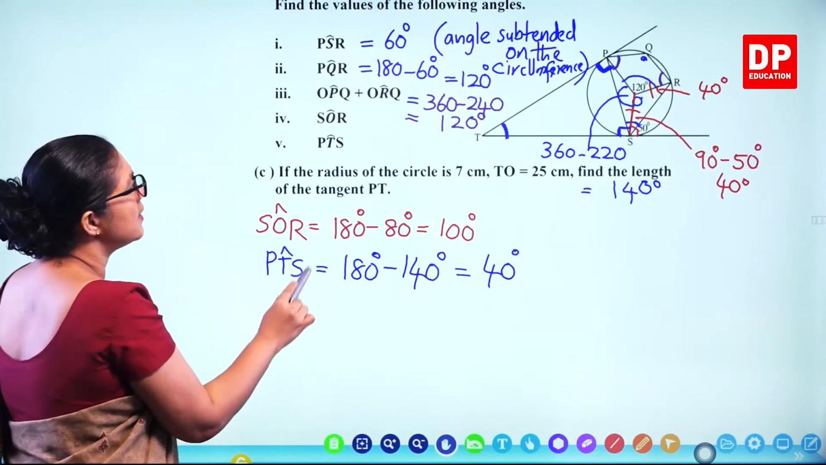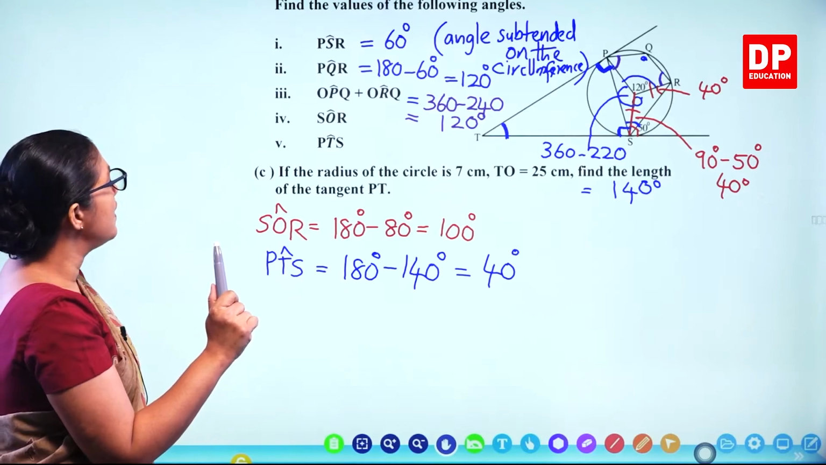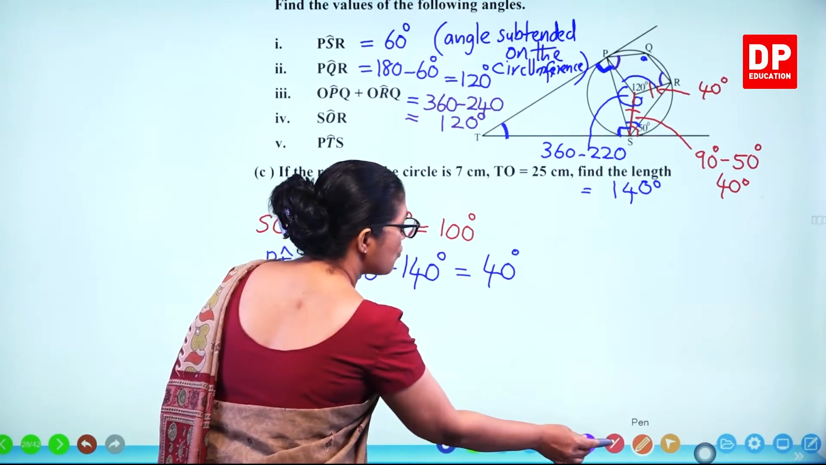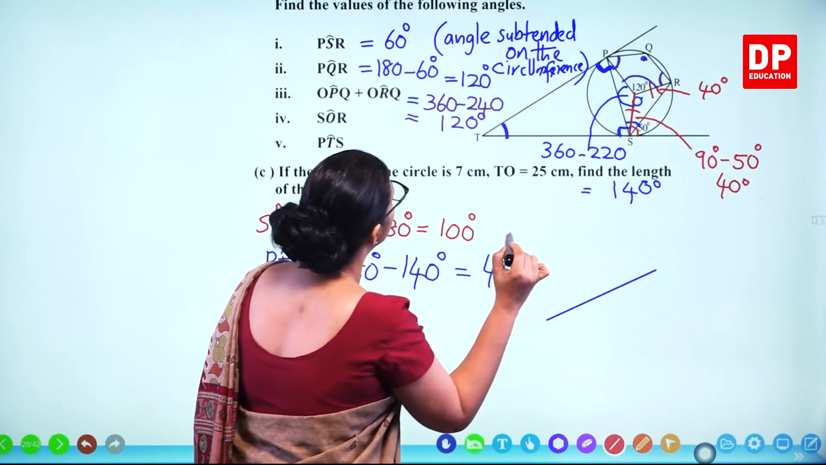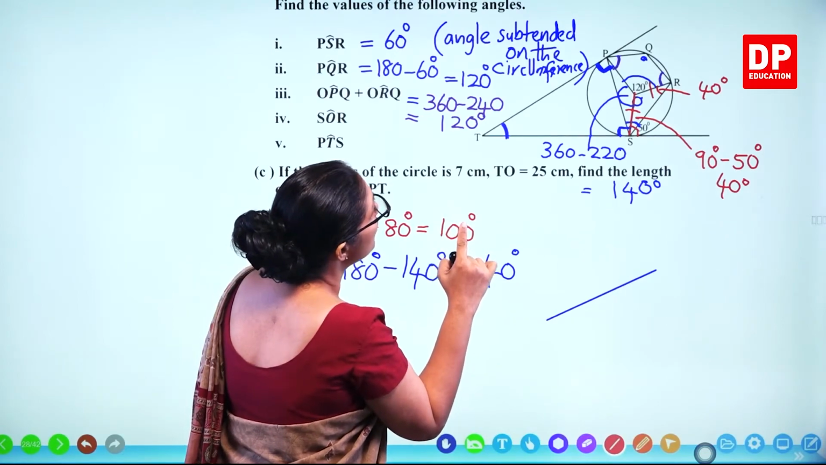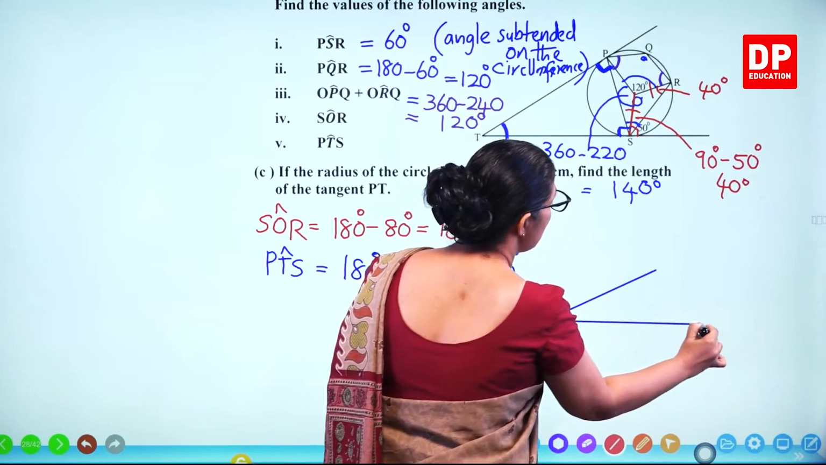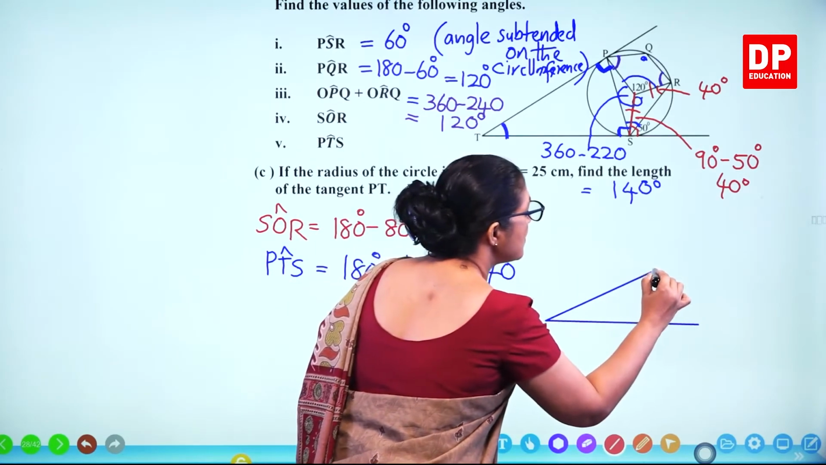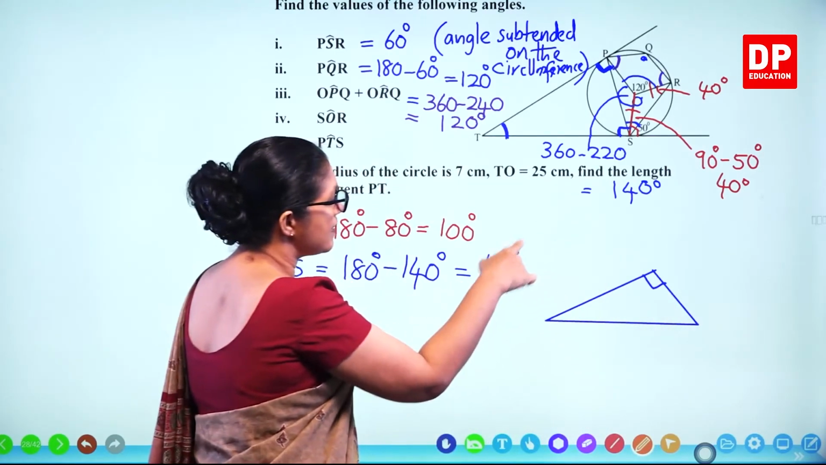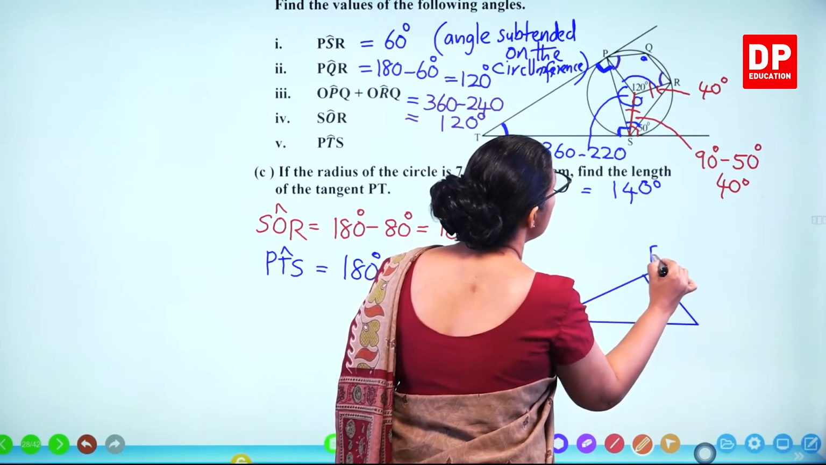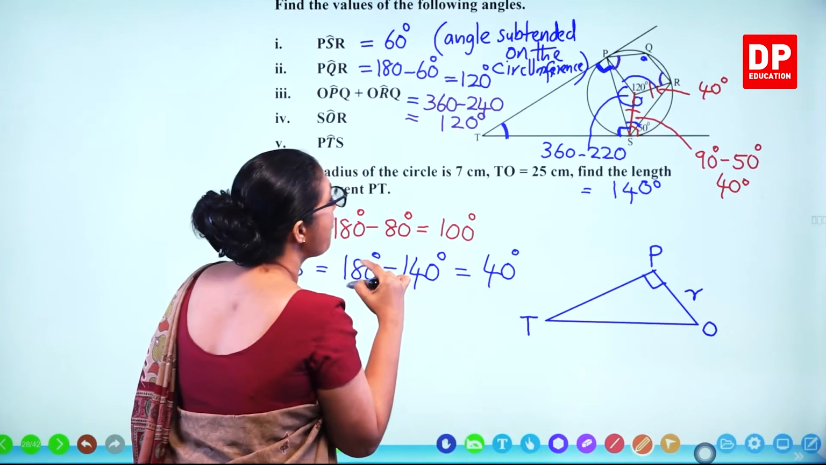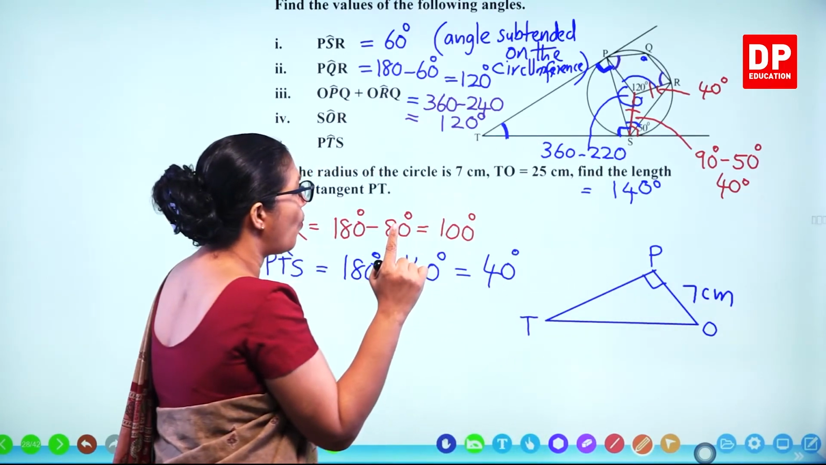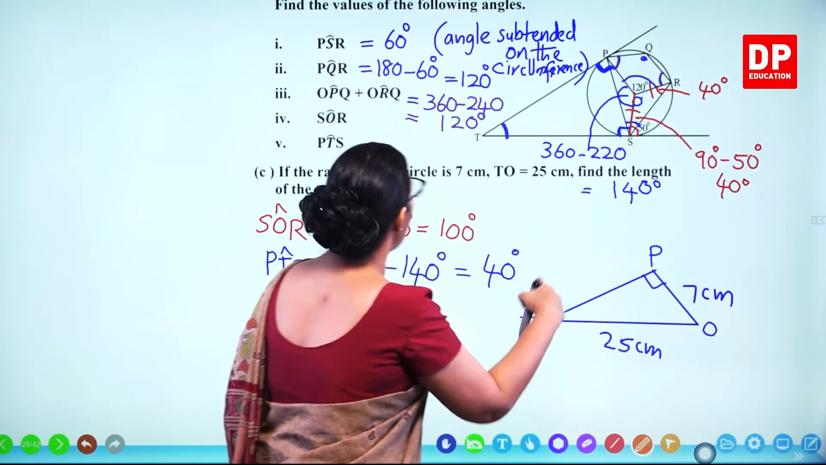If the radius of the circle is 7 centimeters, TO is 25, find the length of the tangent PT. So that's about length. So shall we draw the triangle that we need? PT, and it's given TO is given. Okay, so we'll connect TO and OP. Radius is 7. So that's 90 degrees. Radius and tangent. So this is T, P, O. So this is radius. We'll put R and that's 7 given. So radius is 7 centimeters and TO is 25 centimeters. You are asked to find the length of PT.